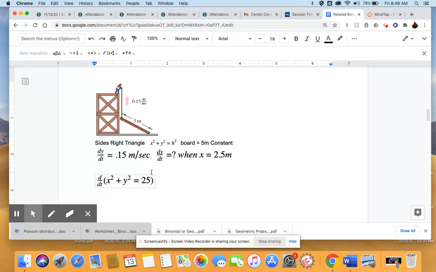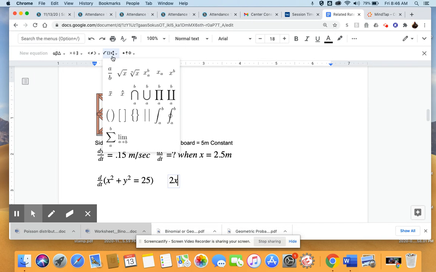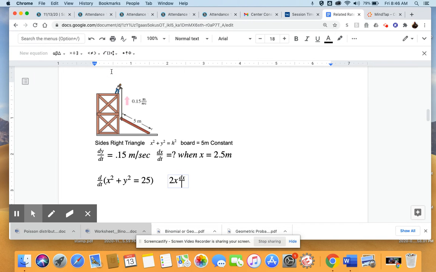Now, we'll take our derivative. The derivative of x squared is going to give us 2x, and the rate of change, dx/dt. Plus, the derivative of y squared is going to give us 2y dy/dt. And the derivative of 25 is 0.